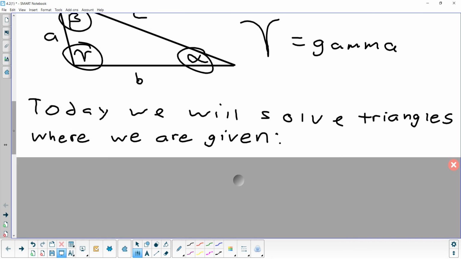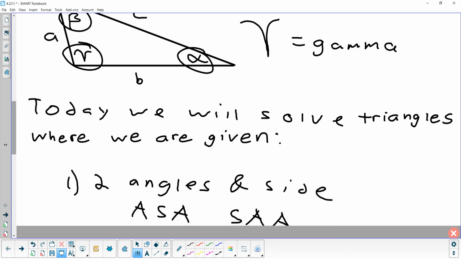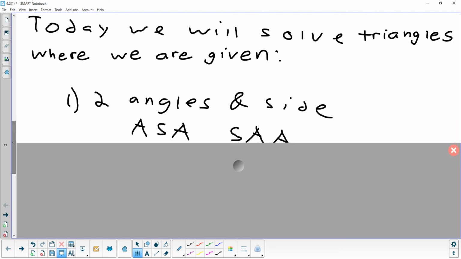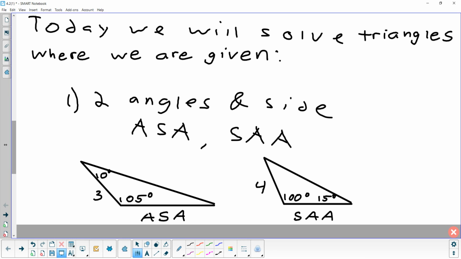Today we're going to look at law of sines. Law of sines is used to solve 3 different kinds of problems. It's used to solve problems where they give you 2 angles and a side.